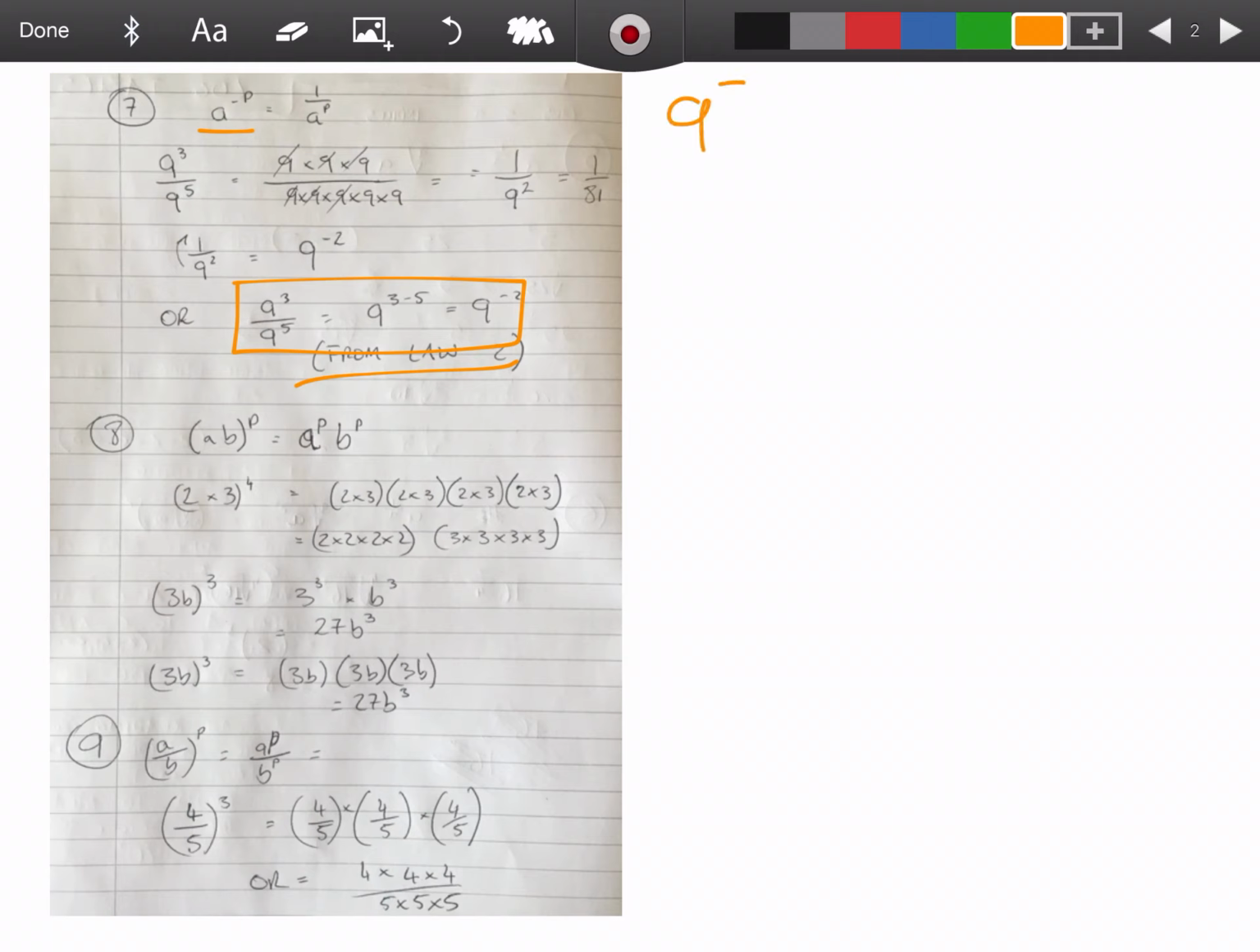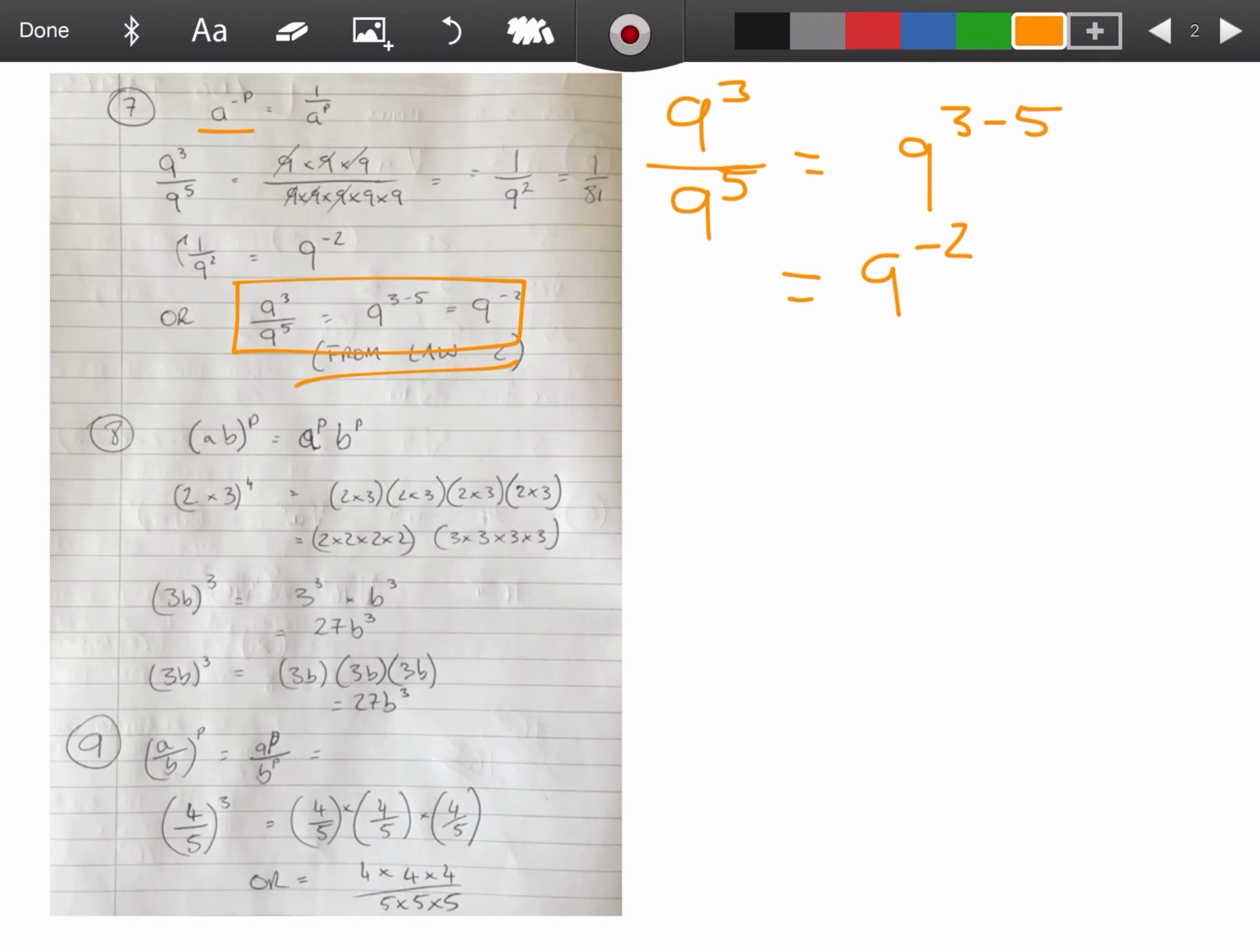If I've got a number like that, I've got 9 to the power of 3 divided by 9 to the power of 5. I know that I've got 3 of them. What I usually do is I just subtract those. When I've got a division, I just subtract them. That becomes 9 to the power of minus 2. Nice and simple.